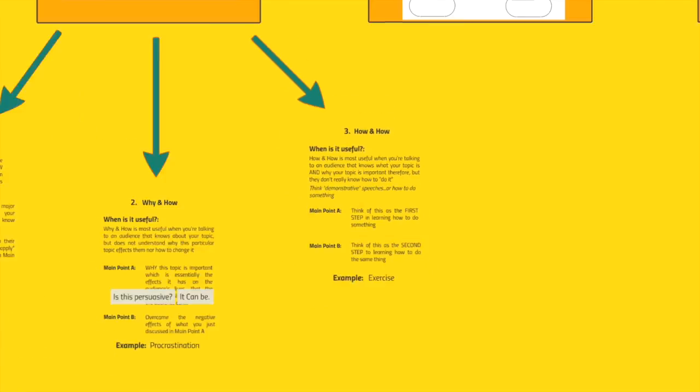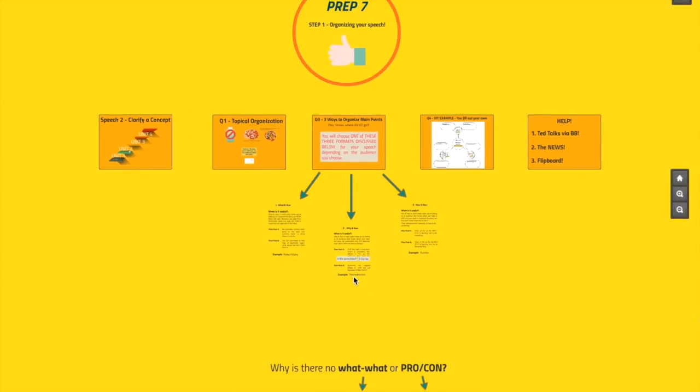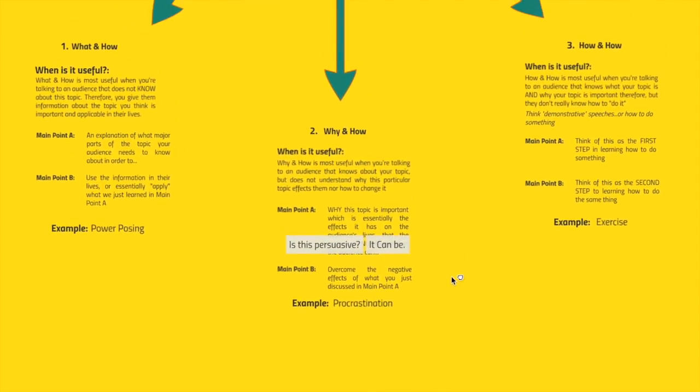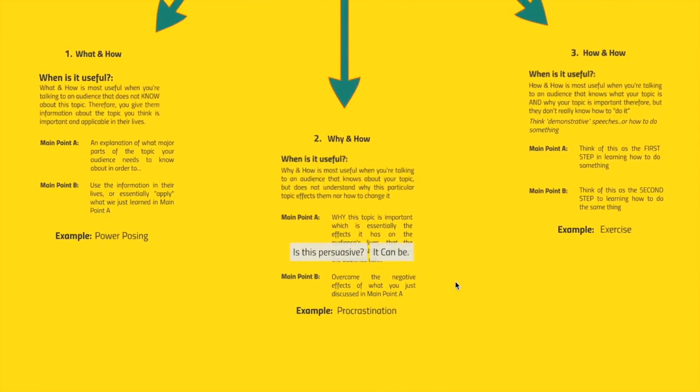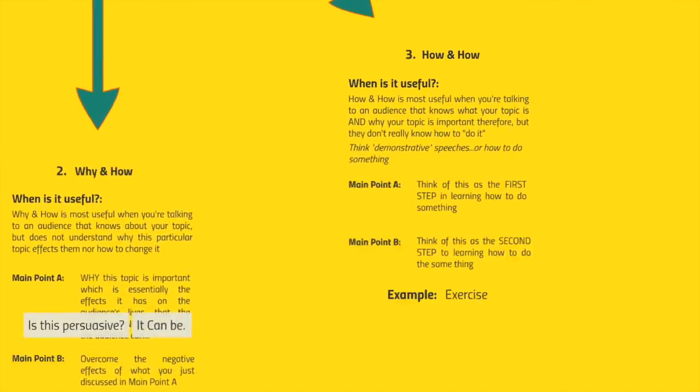All right, so I want you to look at these three. You got three different ways to organize your speech, but here's the key. You have to choose one of them based on your audience. Are you going to do a what, how, a why, how, or a how? It all depends, again, who your audience is.